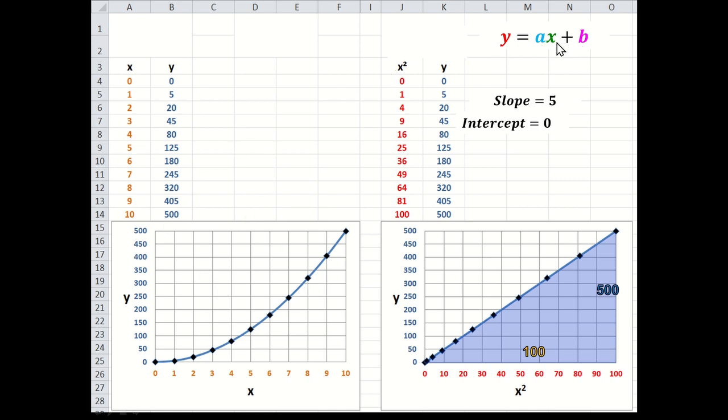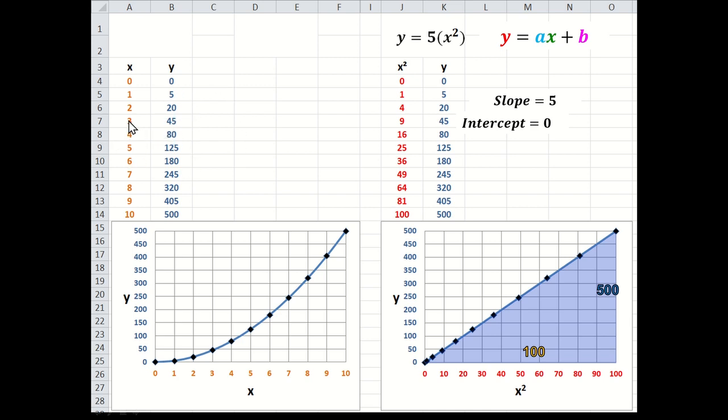Let me just remind you of this. If this is what we graph on the x-axis and it gets multiplied by a number and adds a number, we would get the number that goes on the y-axis. But we didn't graph x on the x-axis, we graphed x squared on the x-axis. We multiplied it by the slope, which was 5, and then because the intercept was 0, we just added 0. That is the equation that describes this data.